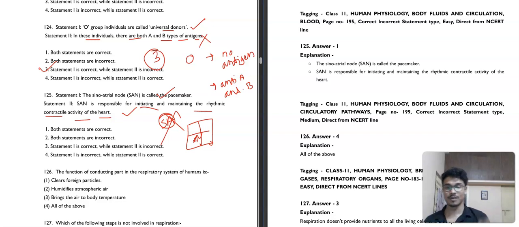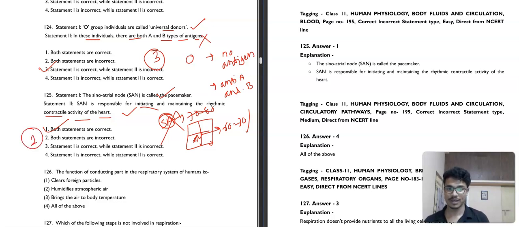Yes, it will pump, but the pumping efficiency will decrease. The SA node will pump like 70 to 80 beats per minute. The AV node has less capacity. It can pump like 60 to 70 beats or less per minute. So the SA node basically initiates the contractile activity of the heart and also maintains the rhythmic activity of the heart. So both statements are correct. First is our correct answer.